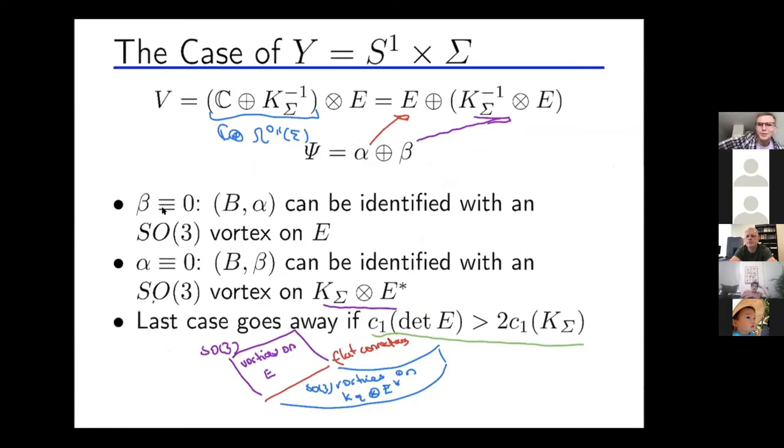Now let's move to examples. The first example that I want to discuss is how the SO3 monopoles behave on S1 cross sigma. I should preface everything by saying that even if you look at the instanton flat connections on S1 cross sigma, or the Seiberg-Witten equations on S1 cross sigma, the critical sets or the solution sets are not zero dimensional, despite the fact that there's a generic argument that if there were transversality, this should be zero dimensional moduli spaces.